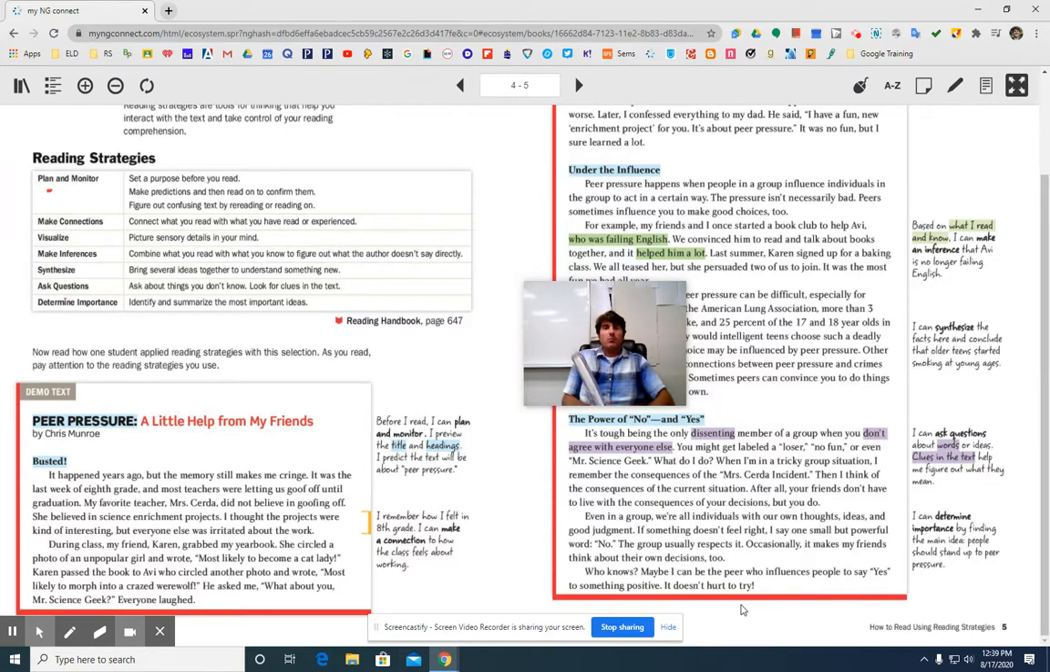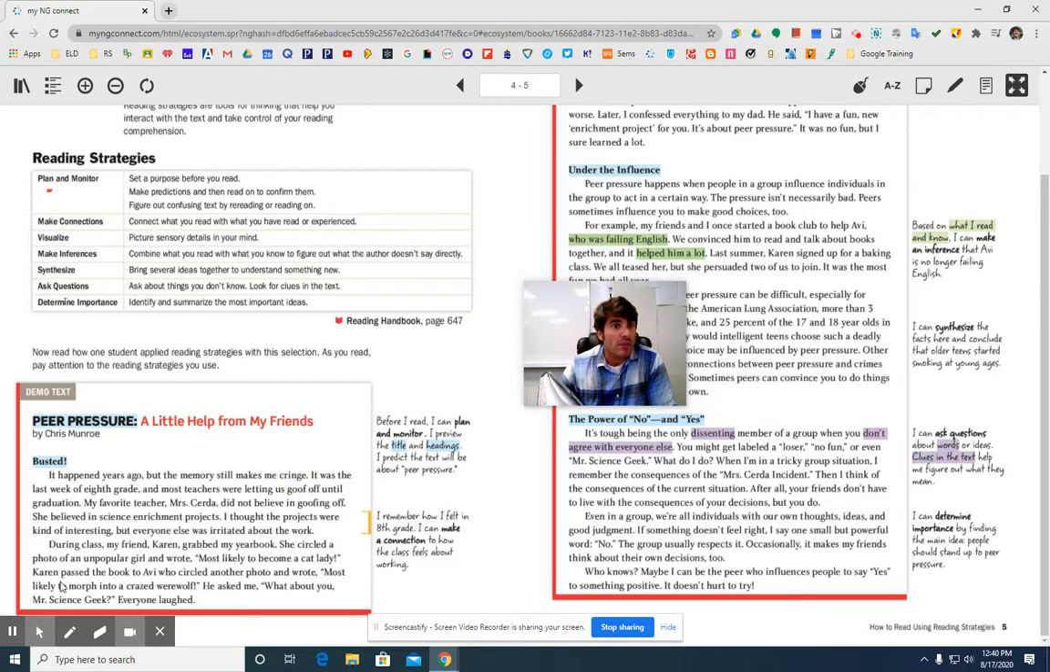A couple things here. When we read, and we went over this, we're doing all these reading strategies, okay? Also, we want to be aware of vocabulary. So the first word here, we have the word cringe. Cringe. If you don't know the word cringe, you're going to have to look it up because that's what good students do.